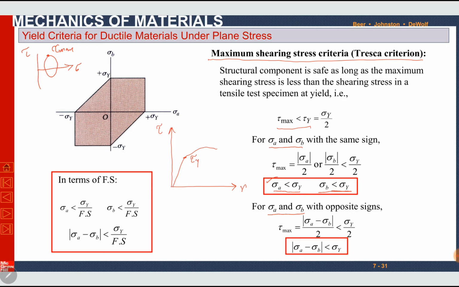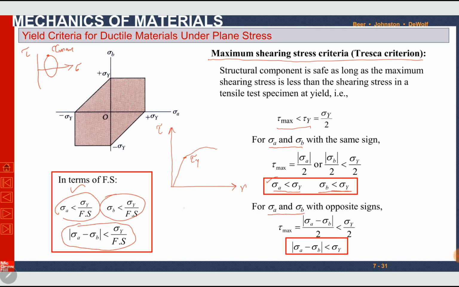If you want to find the factor of safety using this criteria, you can simply use these expressions. Sigma A is equal to sigma Y by factor of safety. Whichever is greater among sigma A and sigma B, you can use that expression. Or if they have opposite signs, then sigma A minus sigma B is equal to sigma Y by factor of safety. This sigma Y, capital Y, is for yielding.